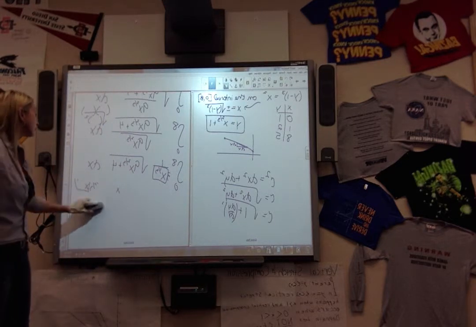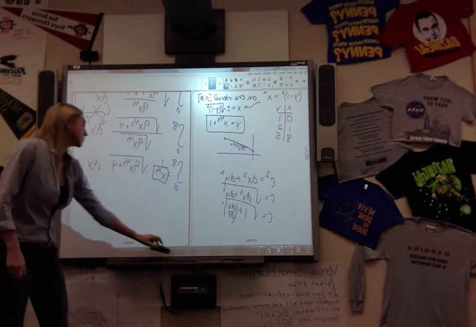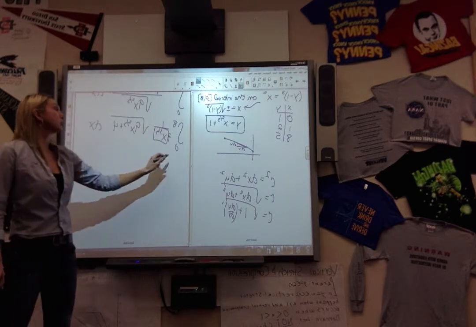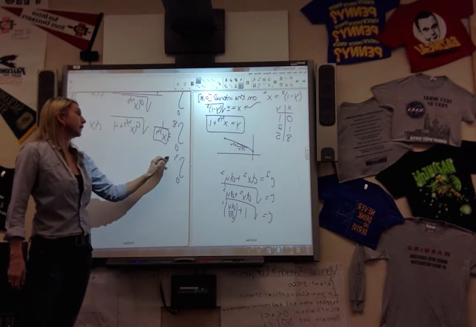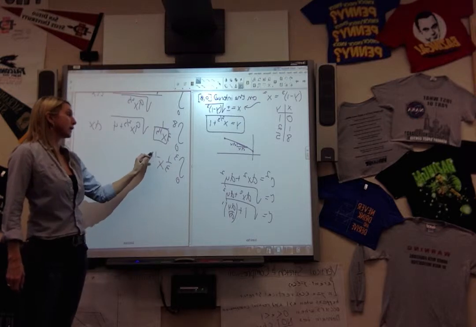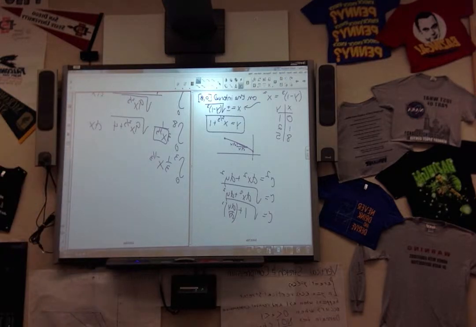So I'm going to rewrite it as a 1/3 x to the negative 1/3 so that it lines up a little bit better. You can pull the 1/3 in front if you would like.